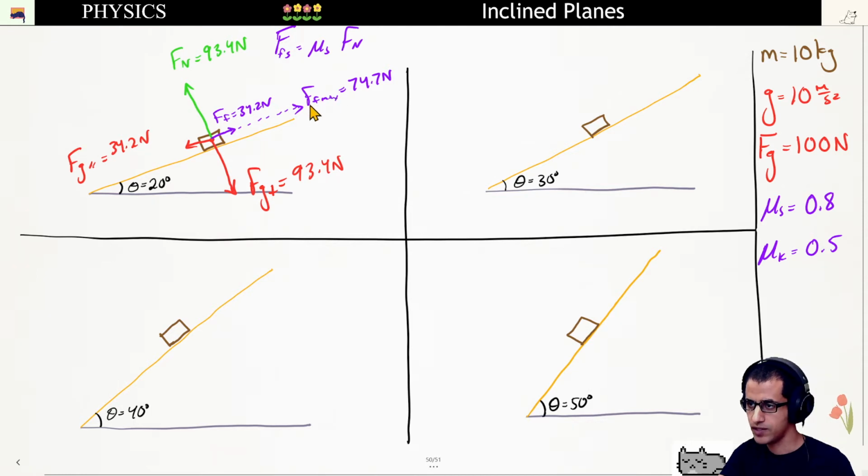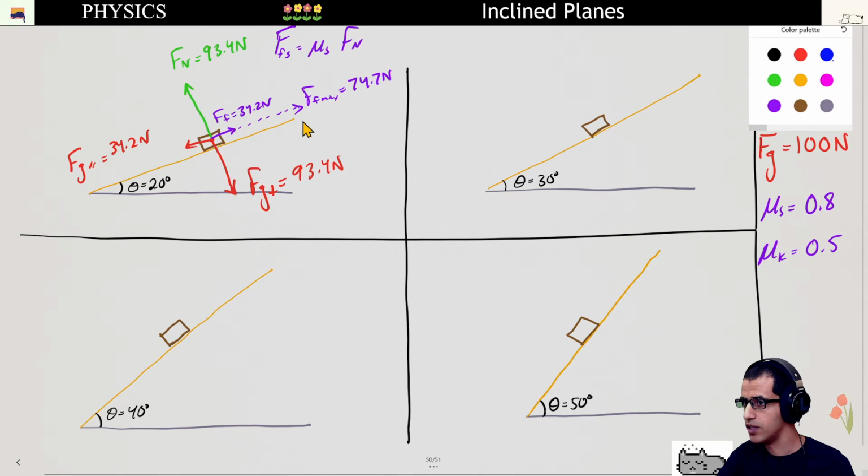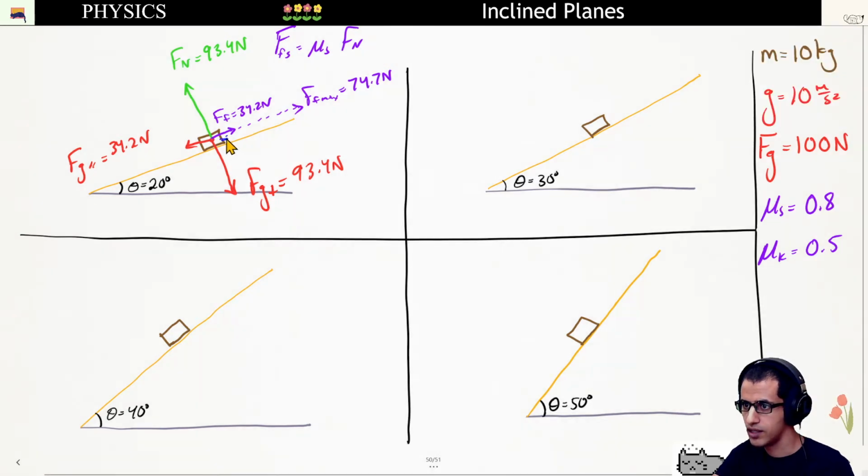Having a maximum force of static friction that is greater than this just means that if I were to come along and try to push this block down the incline like this, there's enough friction to stop me from doing that. Unless I push with a force that's going to result in a sum larger than this, the block will not slide down the incline.